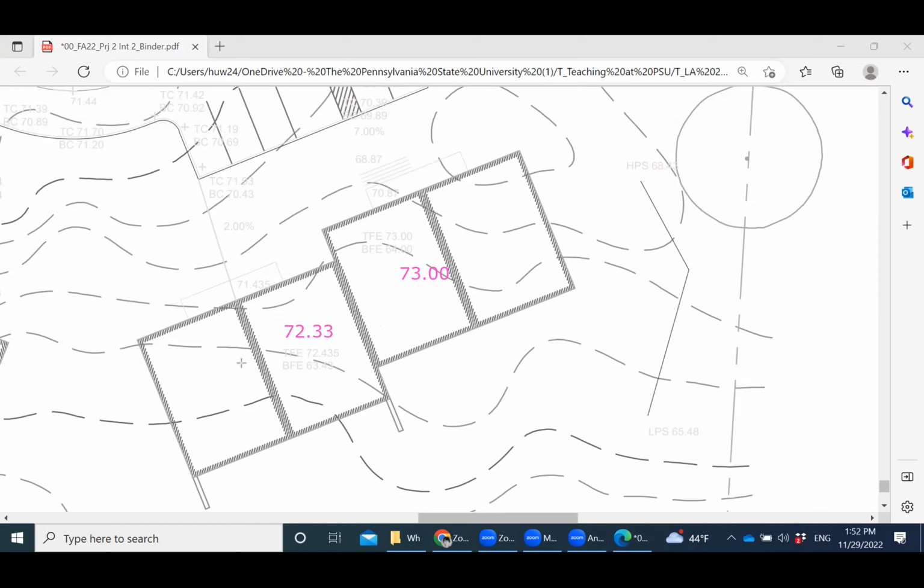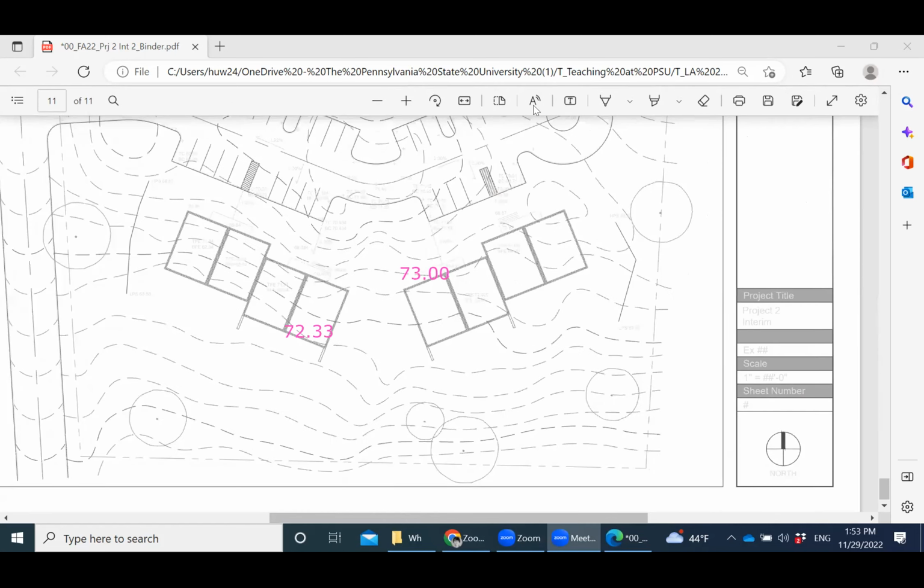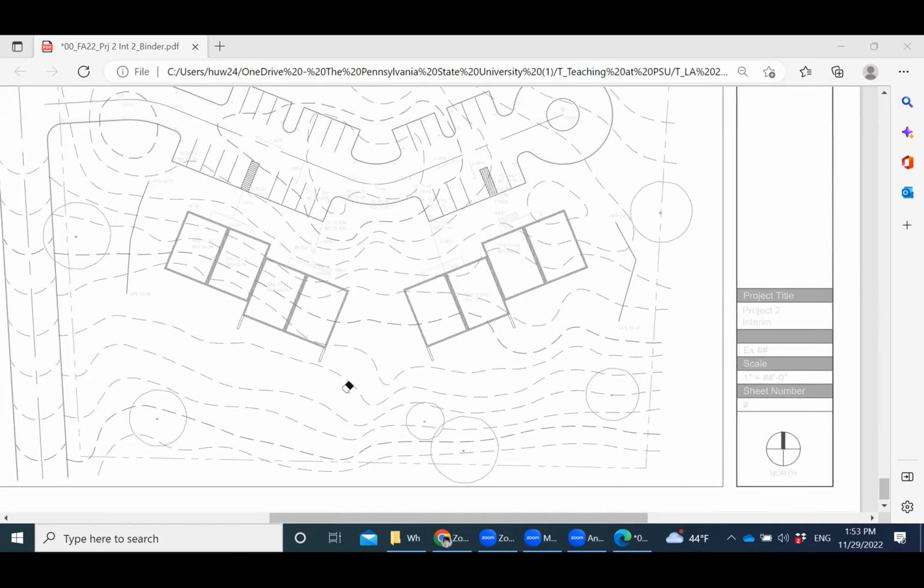Yeah, so these two, one of them needs to change. If here you're already at 2%, then I would change this one to 73.10. Okay, thank you. So I think in terms of FFE, once you solve that issue, you can move forward into the parking lot contours.